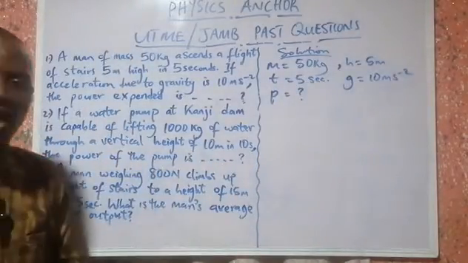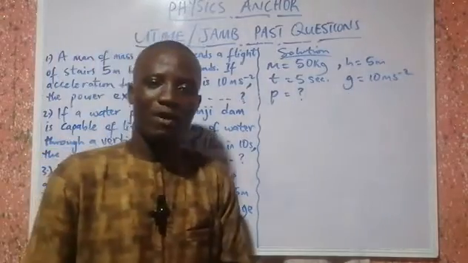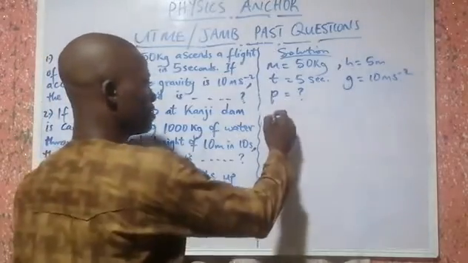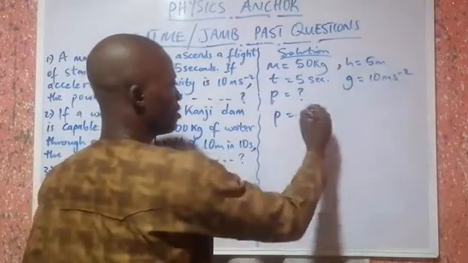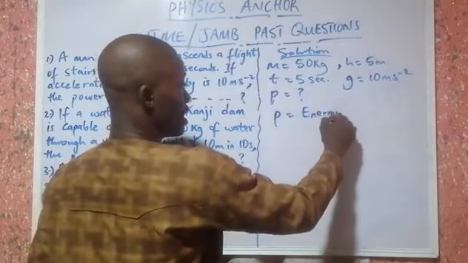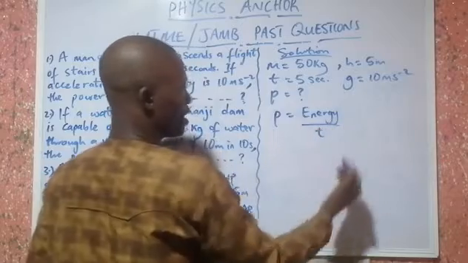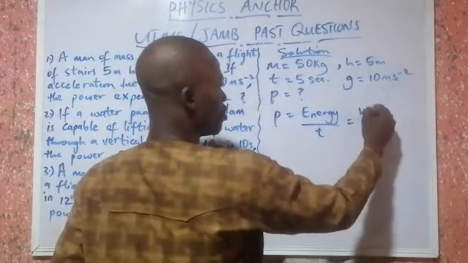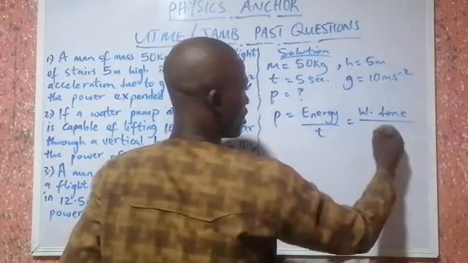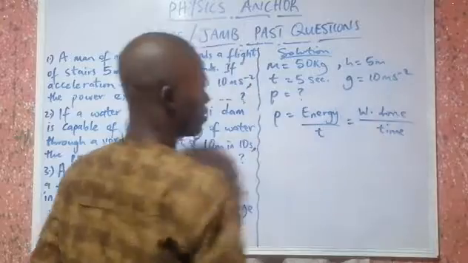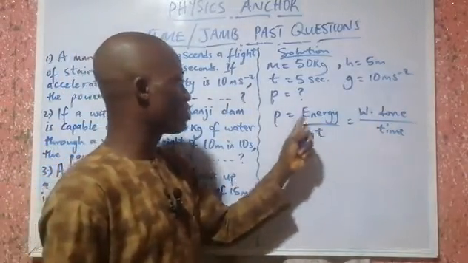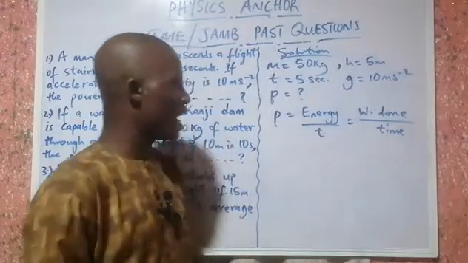So recall that we have power, energy, and time being related in this formula. That's power equals energy expended over time, or you can call it work done over time. So this is the formula that relates power, energy, and time, or you say power, work done, and time.